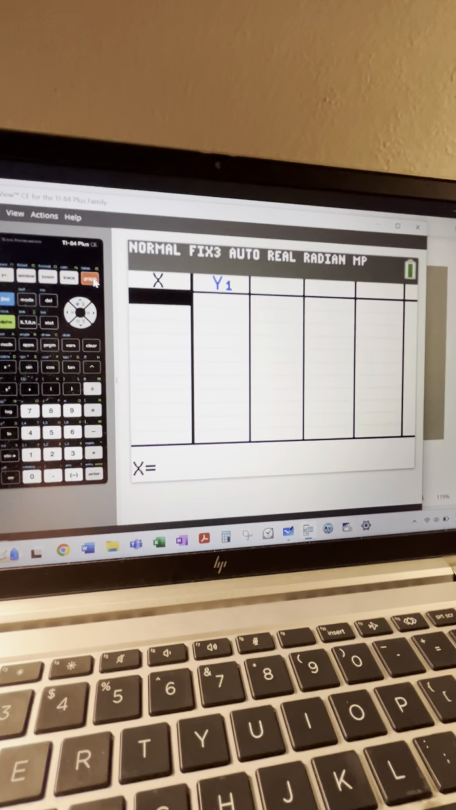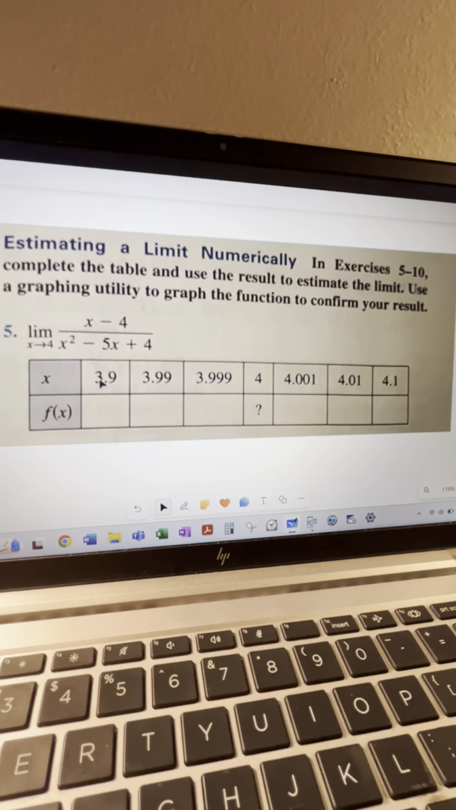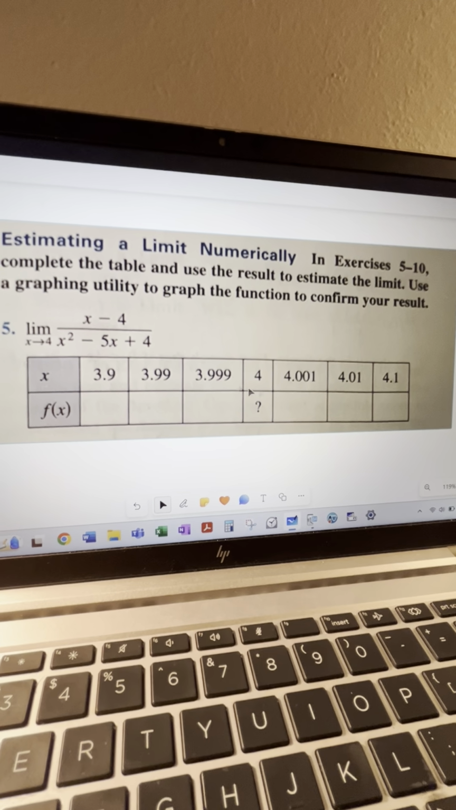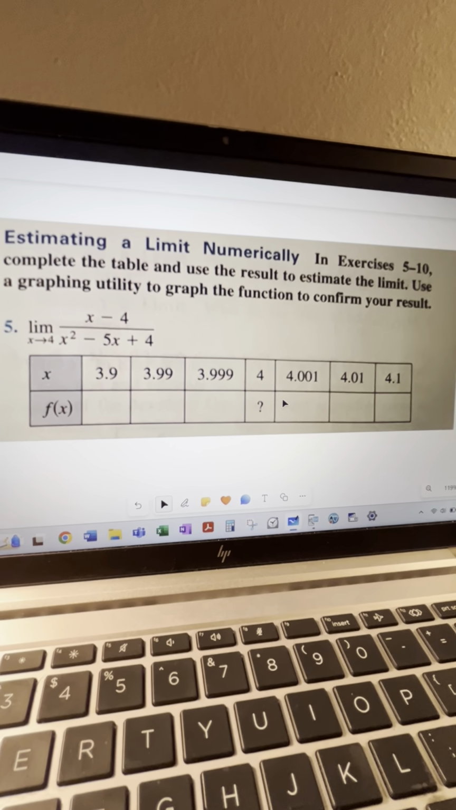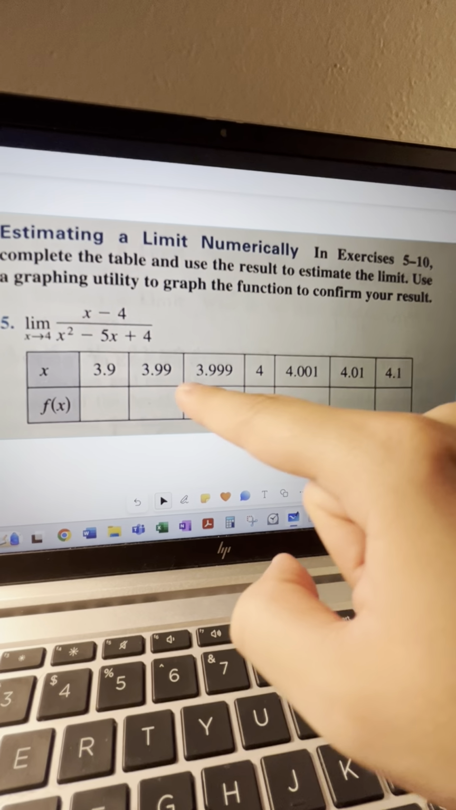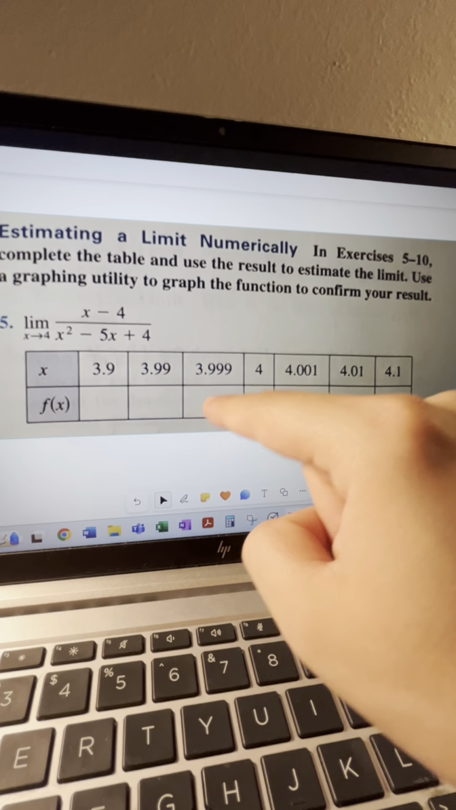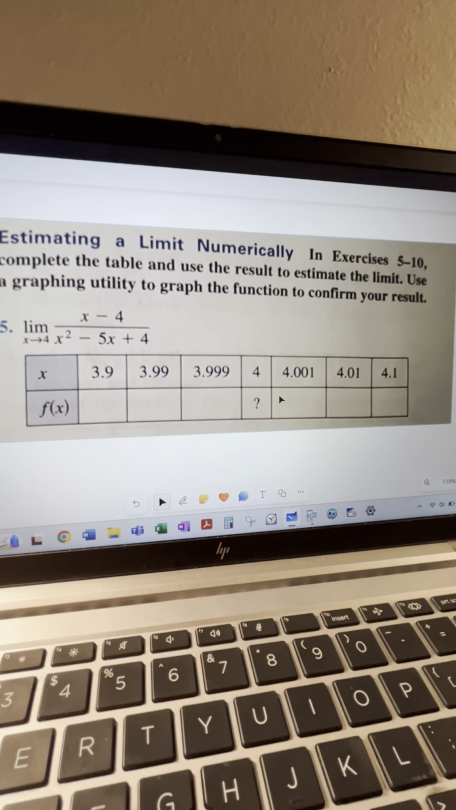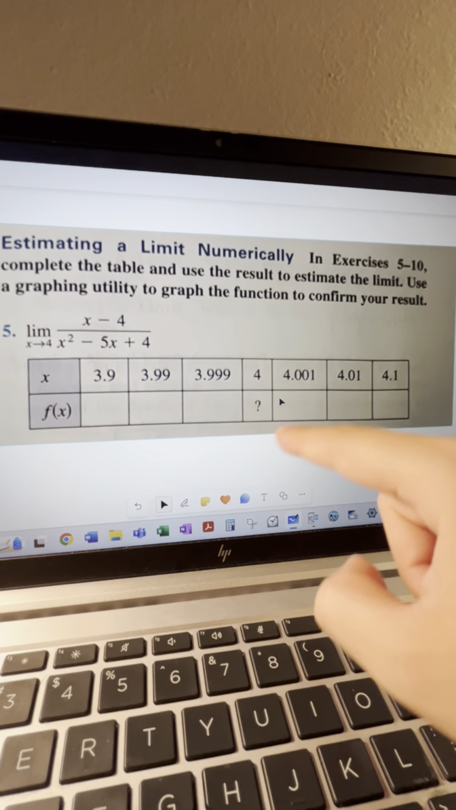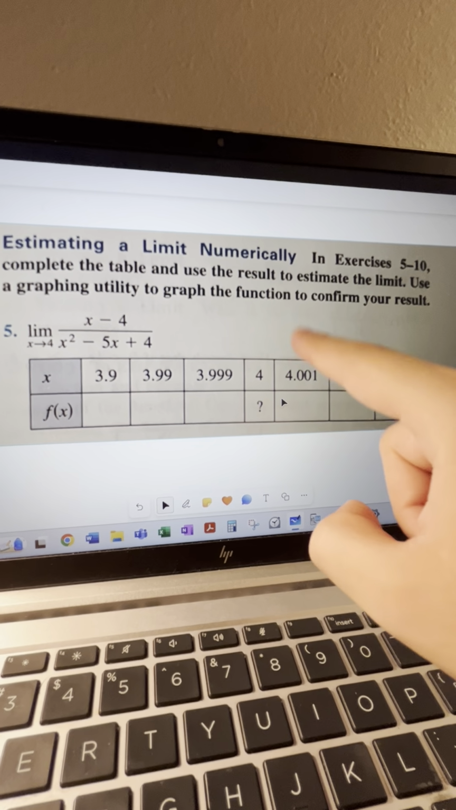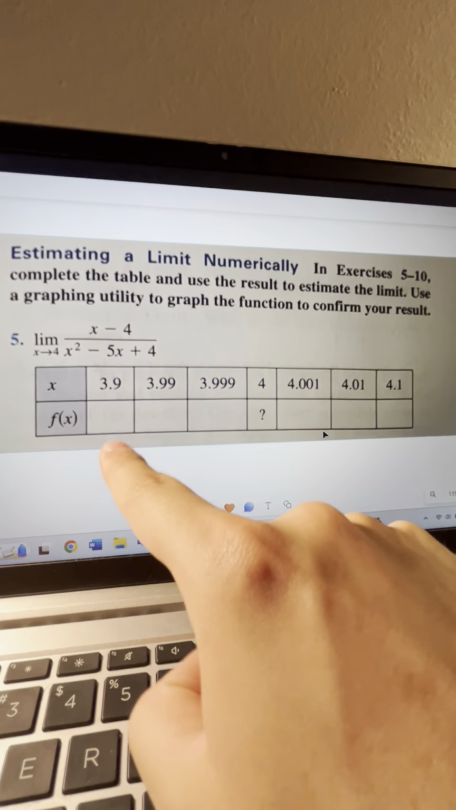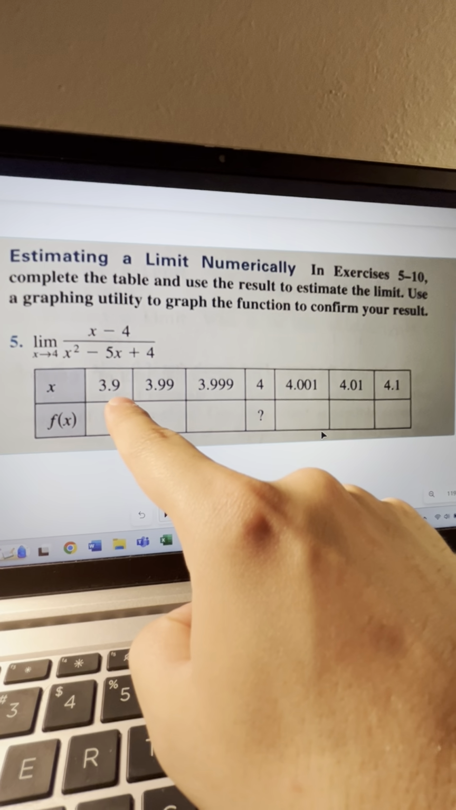So going back to our problem here, what I would recommend is you enter these individually. I wouldn't recommend plugging in the 4. I would just recommend entering these values that are blank, okay? So these values will allow us to figure out and estimate what the limit is at x equals 4. So then for the first step, we're going to enter in x equals 3.9.